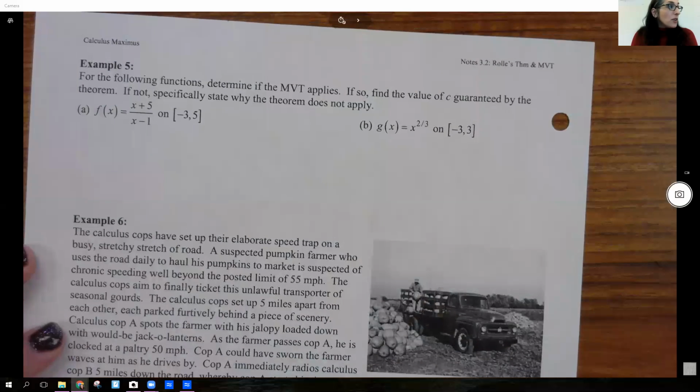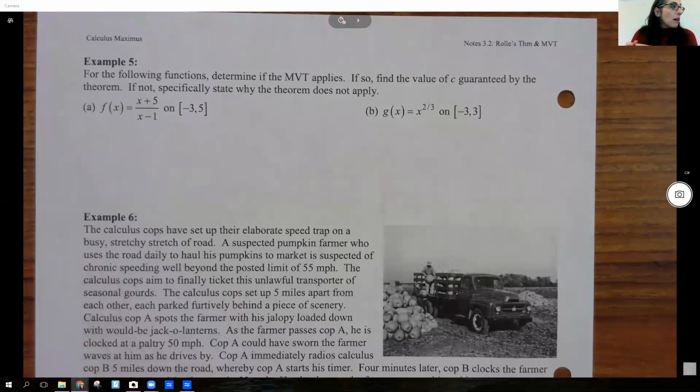Okie doke. Well, rounding out the very end here. So example 5. For the following functions, determine if MVT applies. If so, find the value of c guaranteed by the theorem. All right, here we go.